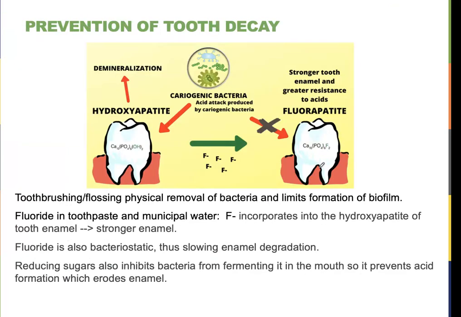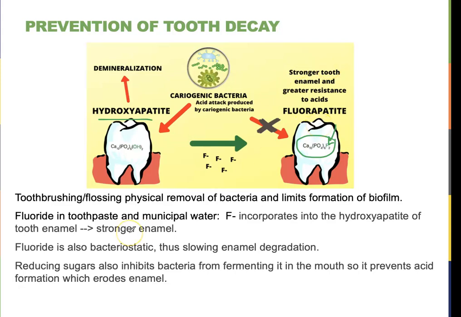Prevention of tooth decay, I mentioned this already with fluoride. So our enamel is made with something called hydroxyapatite. It can demineralize, and you also see the cariogenic bacteria, the bacteria that cause tooth decay, like we talked about, Streptococcus mutans and Lactobacillus. The acids can really attack that enamel. So what fluoride does is it makes the enamel harder.